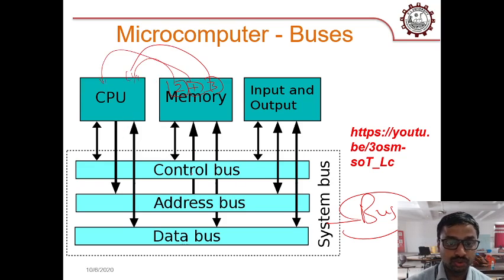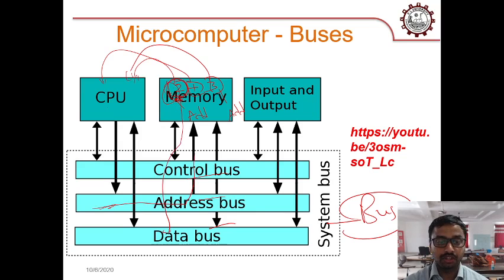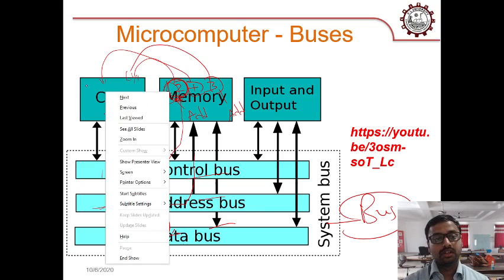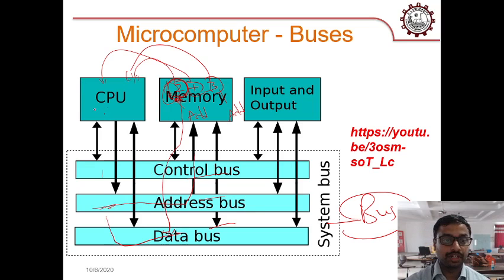So how do I bring it? I bring it through 3 kinds of buses. How do I identify where is my 2? My 2 will have an address. My 3 will have an address. So first the CPU will put the address on the address bus. So the address bus will take me to this location. From this location, I'll pick the data and put it on the data bus. And the data bus will bring me the data. That's how I'm going to get 2 first.